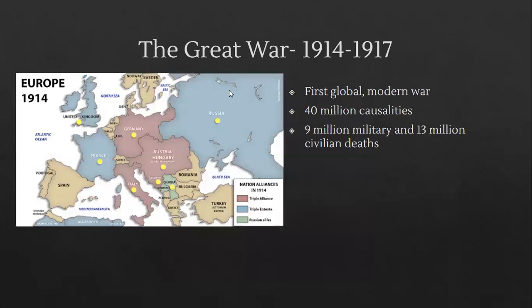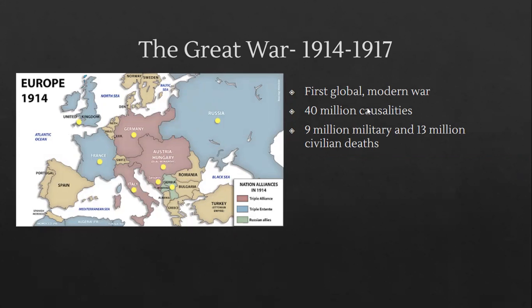So the Great War, as it was called at the time, the war to end all wars, as we know it today, World War One, happened between 1914 and 1917, right at the beginning of the 1900s. It was the first global modern war, okay? It was horrific. 40 million casualties, almost 20 million of those being deaths. Horrible loss of life, devastation everywhere, especially in Europe. These European countries were just hammered by this war.